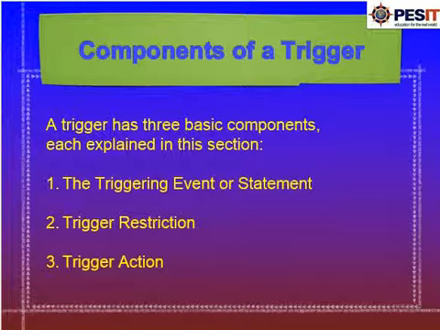So let's see the components of a trigger. A trigger has three basic components, each explained in this section. The first one is the trigger event or statement, the second one is the trigger restriction, and the third one is the trigger action.